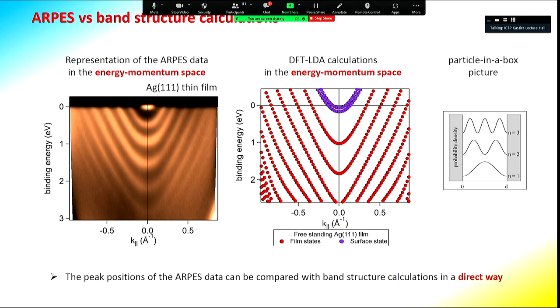For example, here I show an example of silver thin films and their electronic band structure, which is an analog of the particle in a box picture. So we can see this number of quantized states, which are quantum well states in thin films that are due to the electron confinement in the thin film. And we can see that ARPES can very nicely show very similar parabolic-like states, which is very similar to what DFT calculations predict.